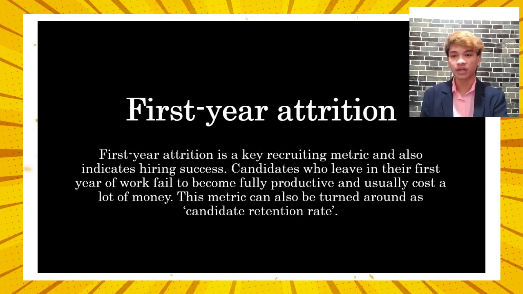Next is the first year attrition. First year attrition is a key recruiting metric and also indicates hiring success. Candidates who leave in their first year fail to become fully productive and usually cost lots of money. First year attrition can be managed or unmanaged, meaning managed attrition means that a contract is terminated by the employer, and unmanaged attrition means that they leave on their own accord. This metric can also be turned around as candidate retention rate.